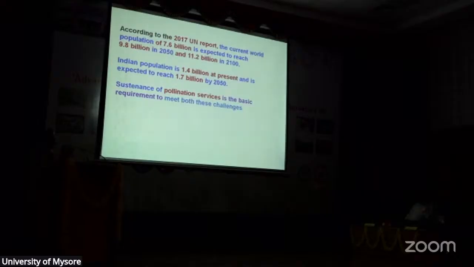Now, according to the UN report in 2017, the current world population is 7.8 billion, and it is expected to reach 9.8 billion in 2050 and 11.2 billion by the end of this century, in 2100. When it comes to India, the population is 1.4 billion at present and is expected to reach 1.7 billion by 2050. So, sustenance of pollination services is the basic requirement to meet both these challenges.